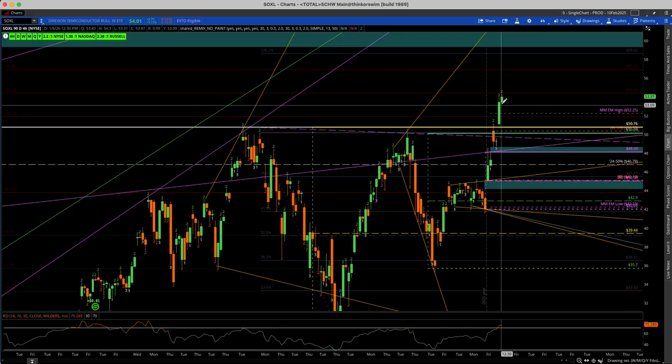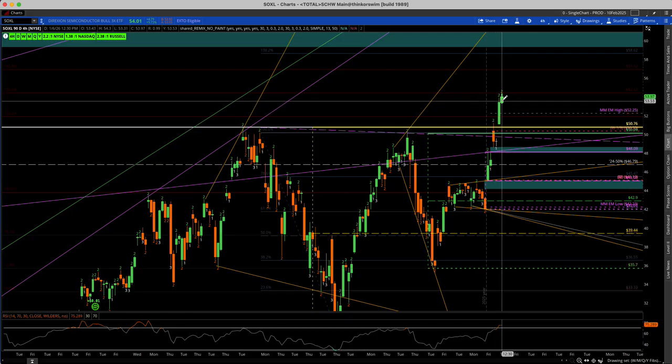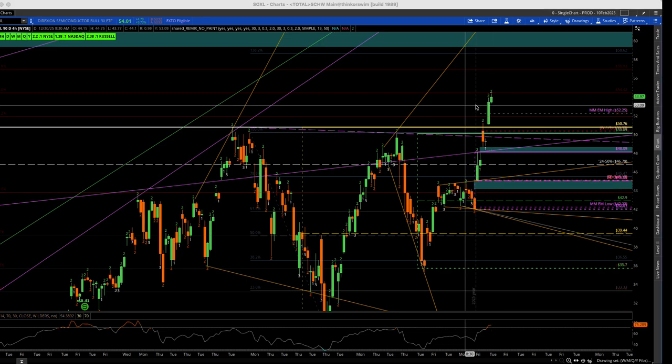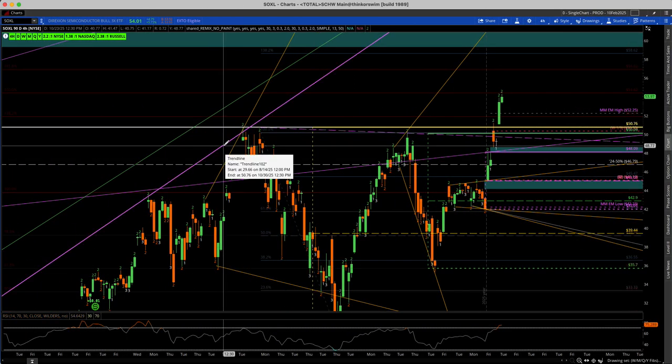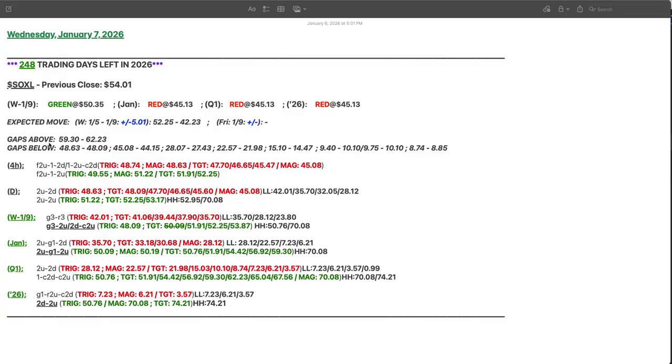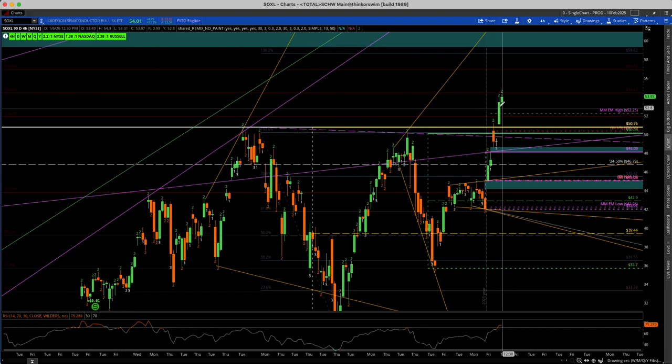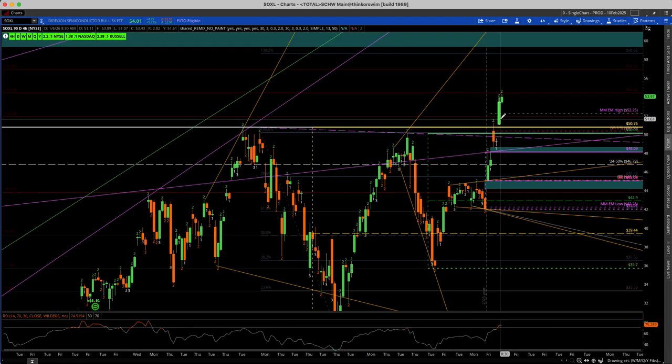We can see we had a 2 up, 2 up. So if we go to the downside, we'll have this 2 up, 2 down, triggering at 53.31 to the downside, and that would be a 2 up, 2 down. Right now, the magnitude of that move obviously is the low of the candle to the left of the 2.